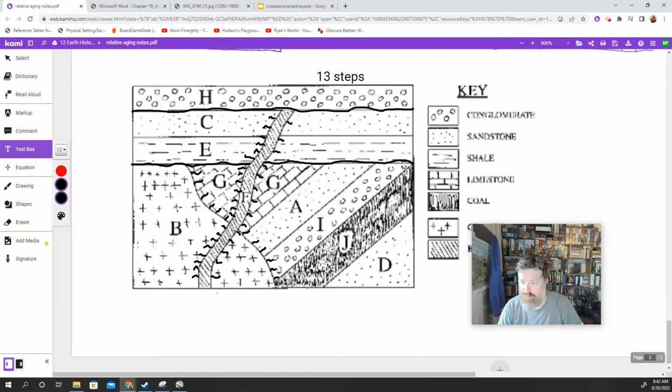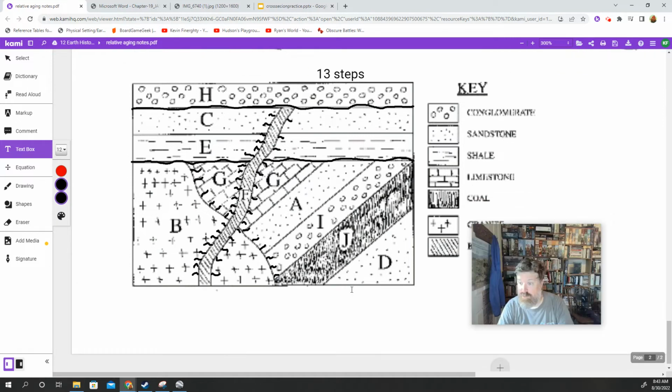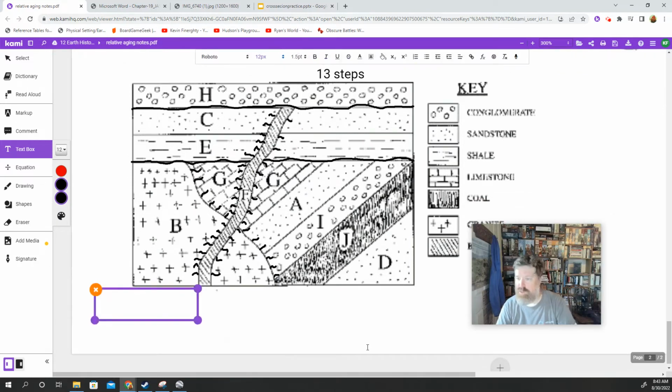All right, and the big one. Again, superposition. Let's work our way up from the bottom. And maybe you're saying, hey, is it D or is it B? Well, I see contact metamorphism in all of these other ones. So all of those other ones had to be there first. So I'm going to do this one across just to make my life easy with typing. So I'm going to go, the oldest is D, then J, then I, then A, then G. That part's pretty easy.